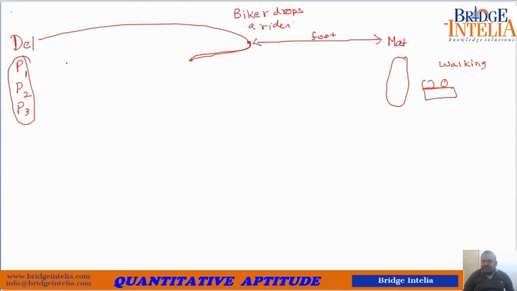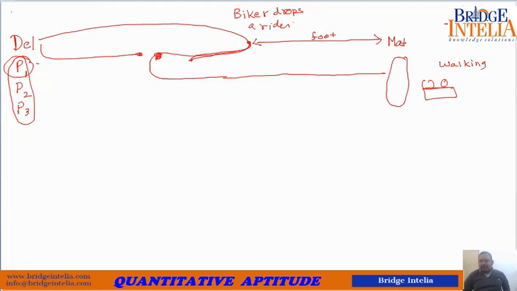Why will he turn back? Because the person who was walking on foot must be coming towards him. So he turns back, picks up the rider, and then takes him towards Mathura. So all three will reach together. The person who was dropped, I'm not saying exactly midway, dropped somewhere in between, is now walking, whereas the other person who was walking is now sitting on bike. So this way all three can manage to reach Mathura at the same time.